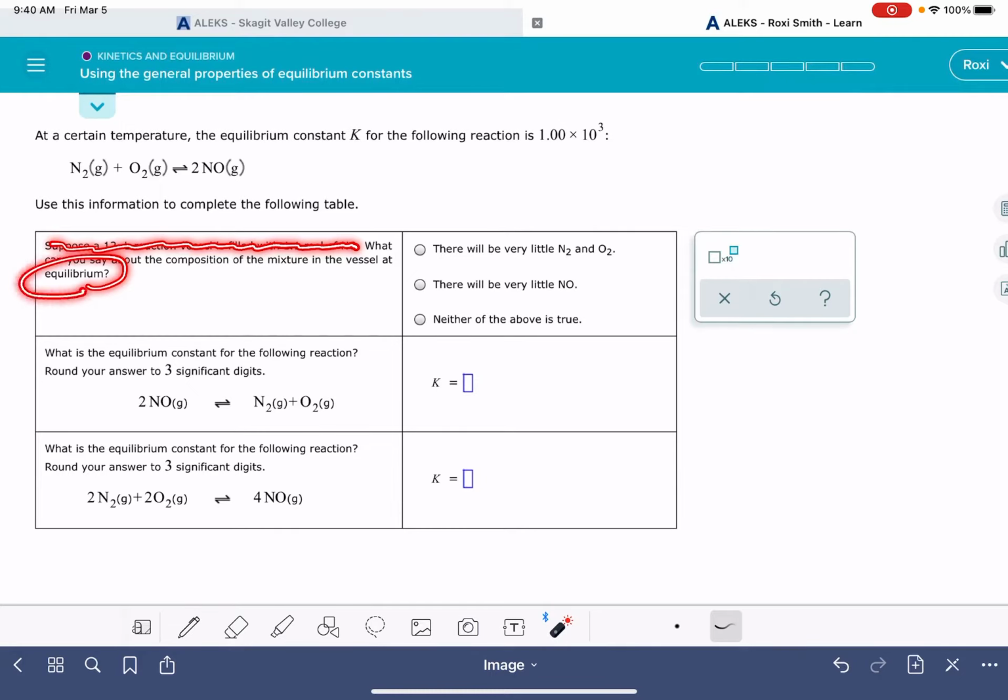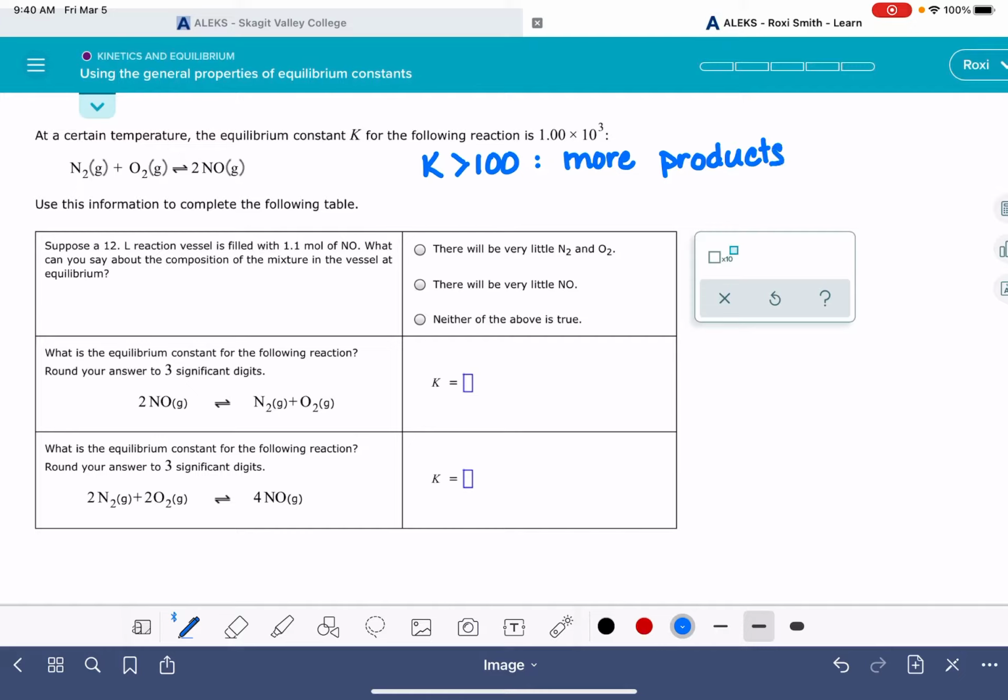What's going on at equilibrium? We make that prediction based off of the value of K, or the relative size of K. If our equilibrium constant is large, and by that we mean something greater than 100, that means we have in our system more products than reactants. This equilibrium constant is greater than 100, so we have more NO than N2 or O2. So the answer we would select as the most appropriate is that there will be very little N2 and O2, and mostly NO.